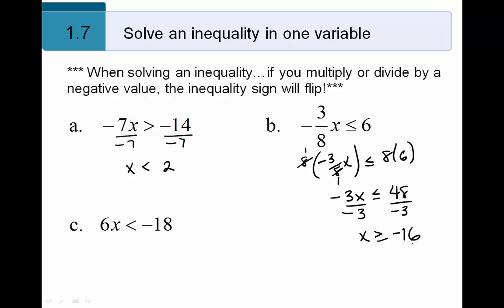In example C, we have 6x is less than negative 18. To solve this inequality, we must divide both sides by positive 6. And since we're dividing both sides by positive 6, the inequality symbol remains the way it is. On the left, 6x divided by 6 is 1x or x. We recopy our less than, and negative 18 divided by 6 is negative 3.